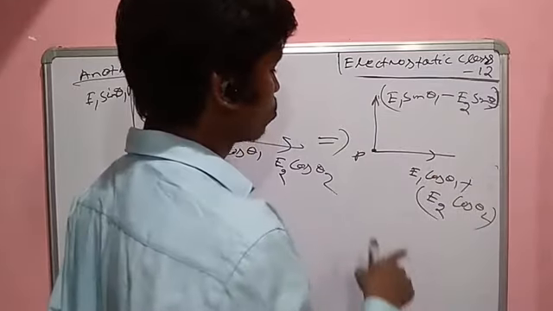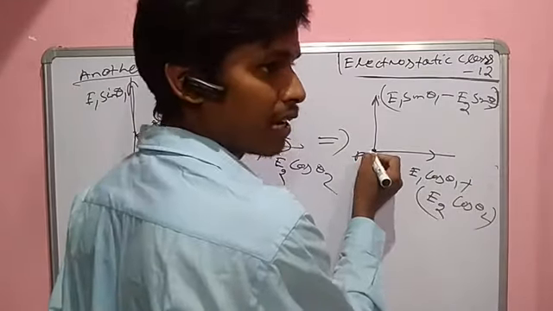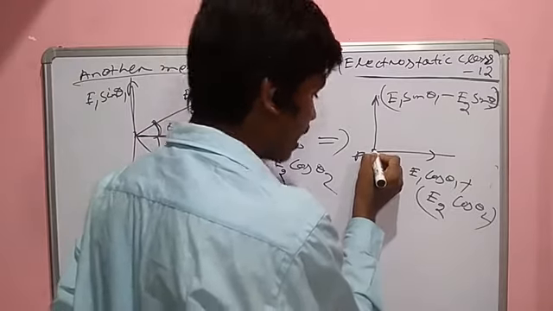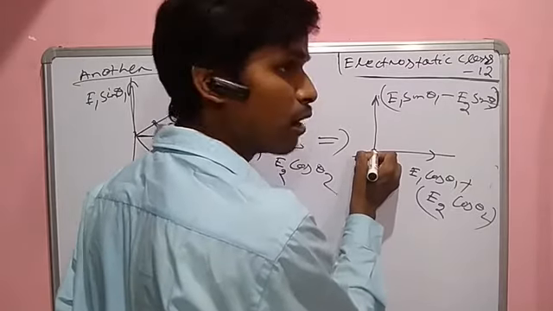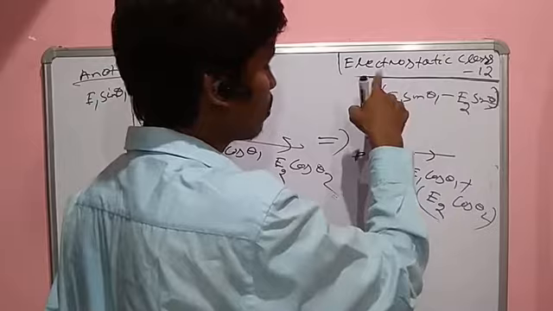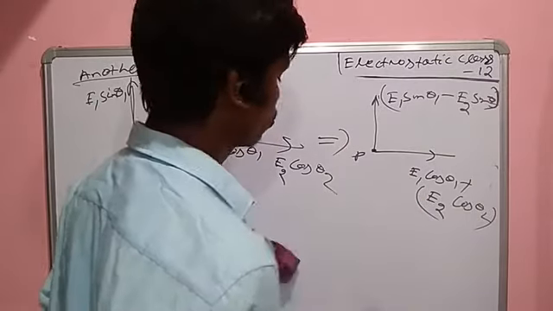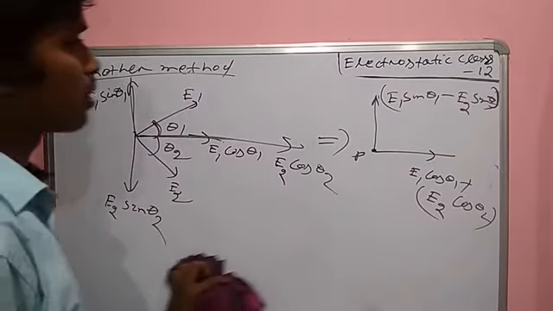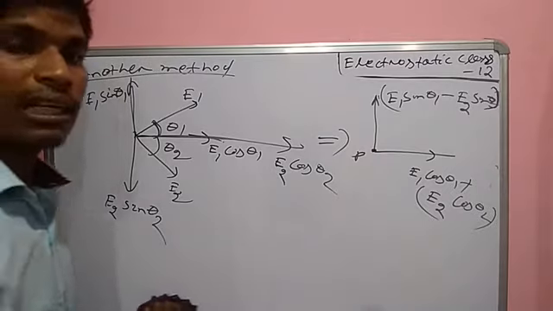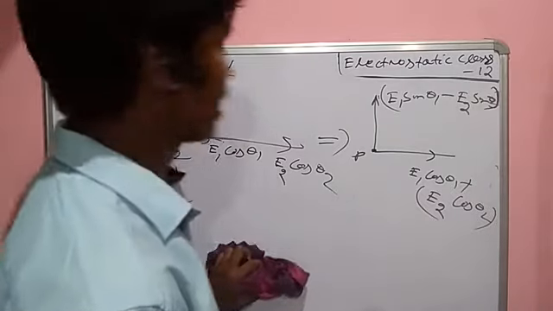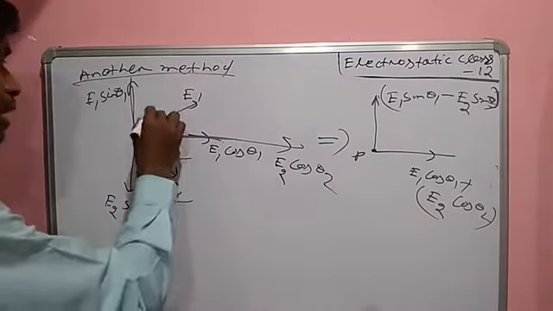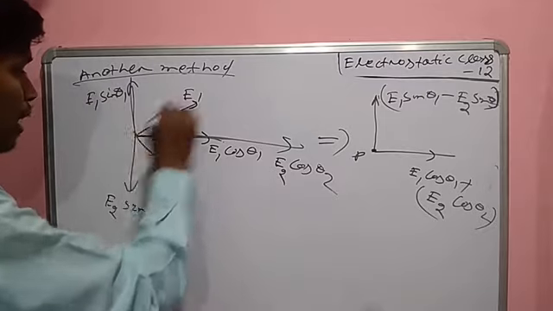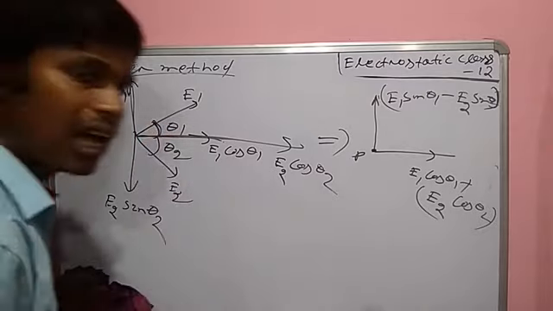So again, the net electric field at this point is equal to root of this square plus this square. It is another method for two electric fields where the angle between E1 and E2 is theta 1 plus theta 2.